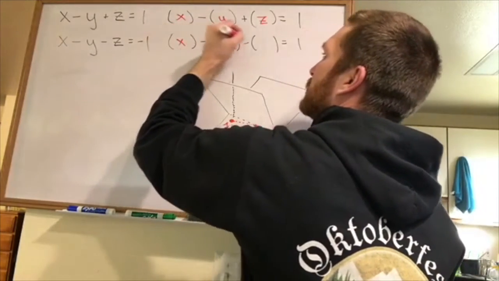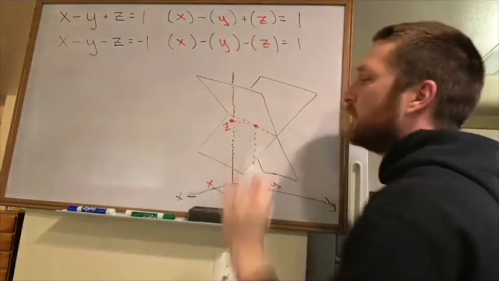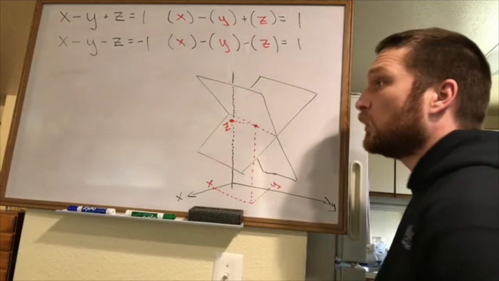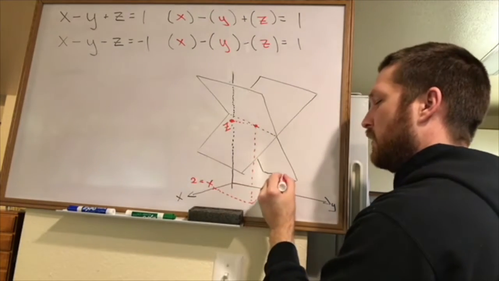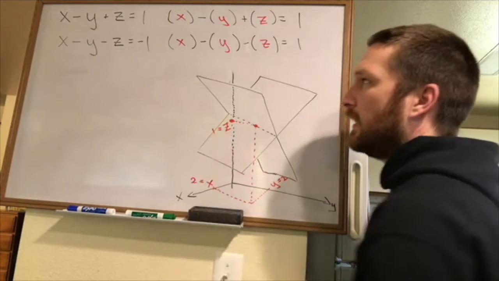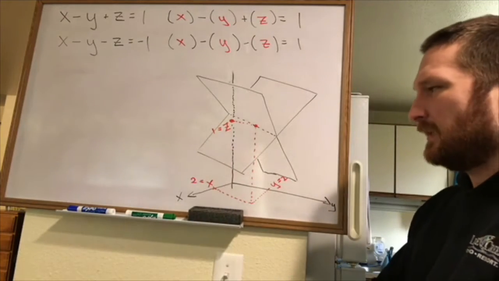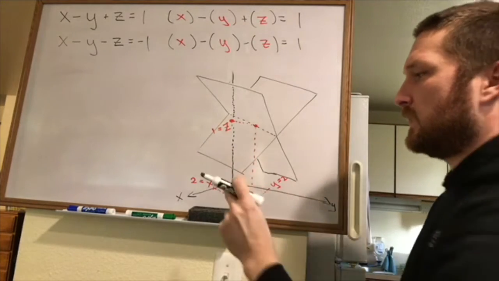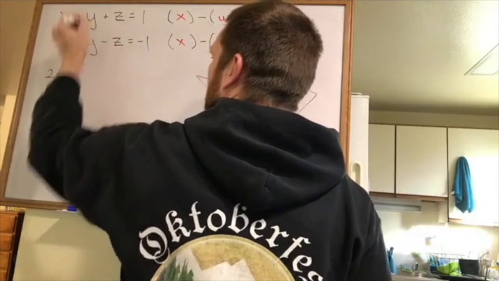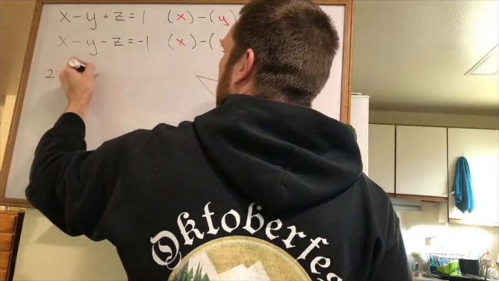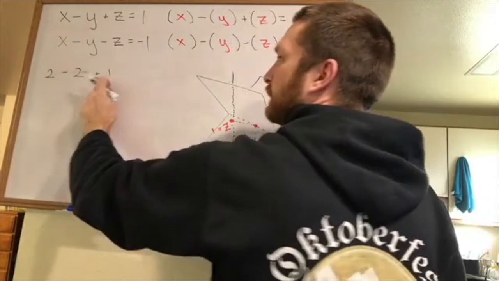And before this gets too abstract, let's actually choose a point that works. I think 2, 2, and 1 do work. I think x equals 2, and y equals 2 and z equals 1 should work in both equations. Let's just double check, right? So plug in a 2 for x right here, plug in a 2 for y right there, plug in a 1 for z, and let's see.